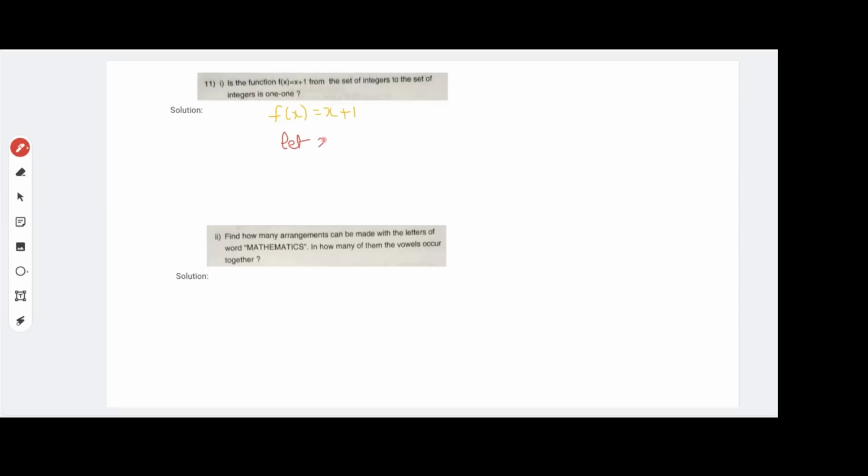Let x1, x2 belong to the integers, that is Z. Then f of x1 will be equal to f of x2. So here f of x1 is x1 plus 1 and f of x2 is x2 plus 1. Then the 1 and 1 get cancelled, we get x1 equals x2. Therefore f of x is one-one.